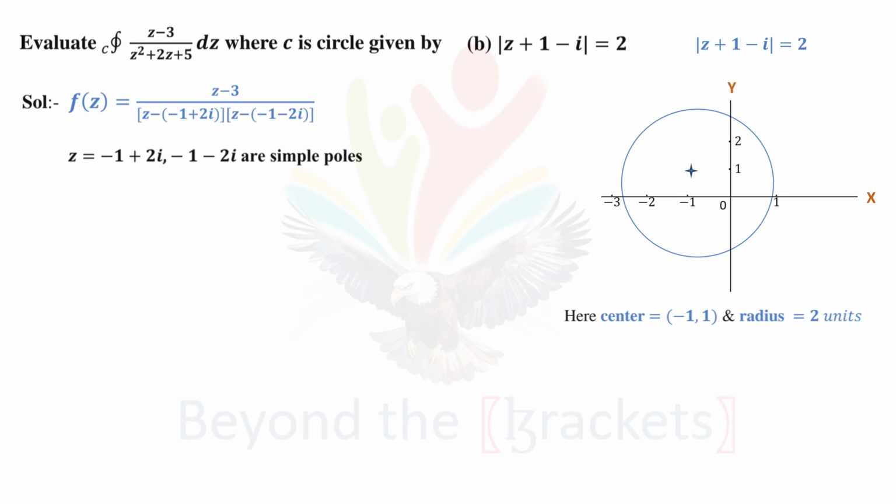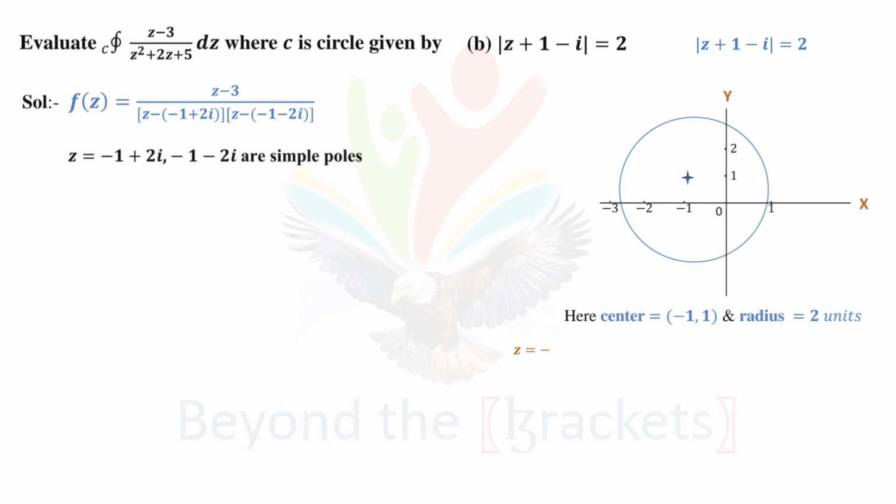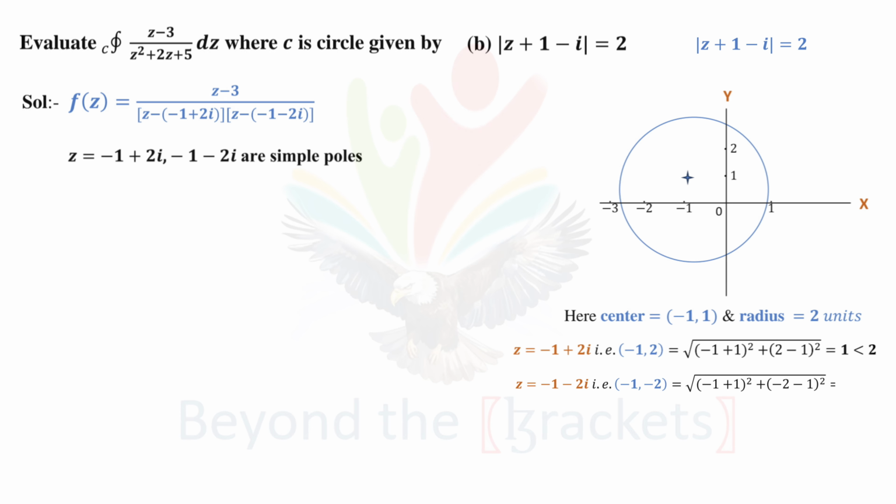To check whether the poles lie inside or outside the circle, let's calculate their distance from the center of the circle. For the pole z = -1 + 2i, the distance from the center is the square root of (-1 + 1)² + (2 - 1)², that will be 1, which is less than 2. That means the pole lies inside the given circle. Similarly, for the pole z = -1 - 2i, the distance from the center is the square root of (-1 + 1)² + (-2 - 1)², which is 3, which is greater than 2, so it lies outside the given circle.